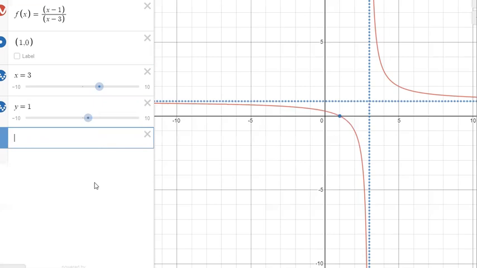So this is what a rational function does. It might have vertical asymptotes, it might have horizontal asymptotes, it might have zeros. They may even have oblique asymptotes and point discontinuities. But hopefully this example is just here to help you, and hopefully it did.